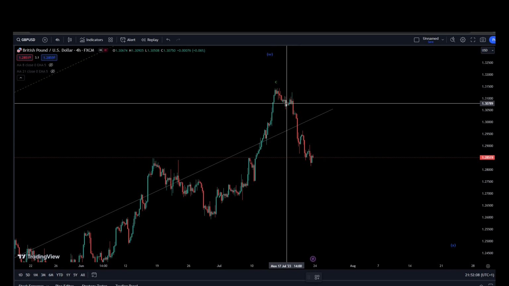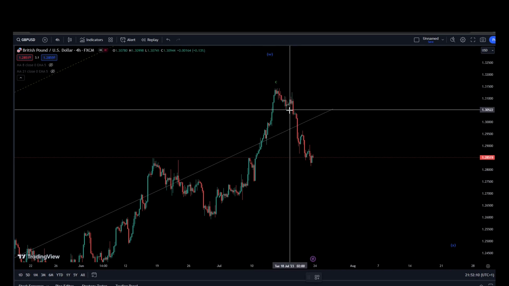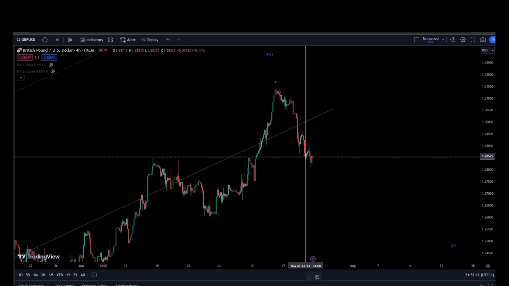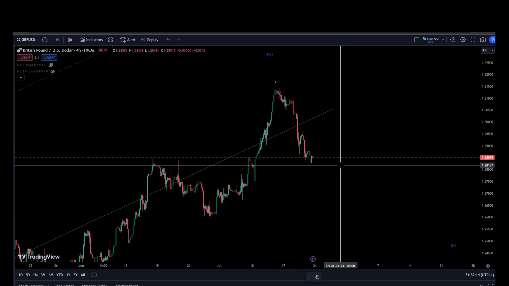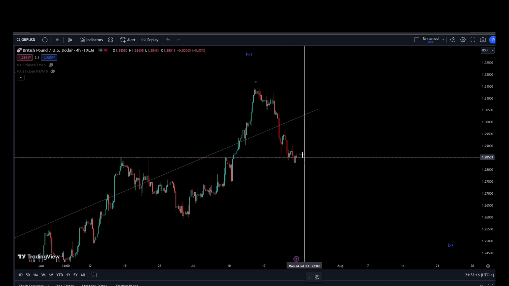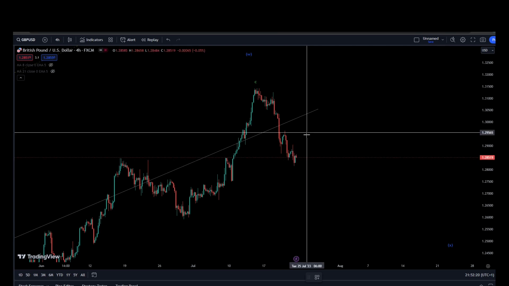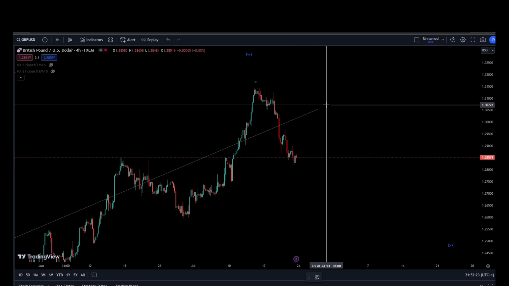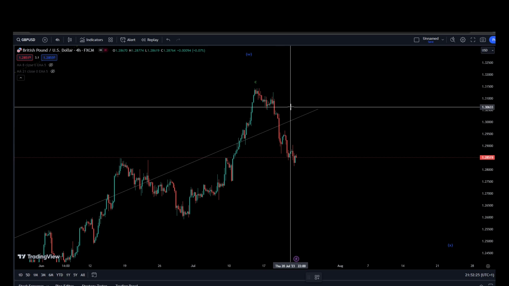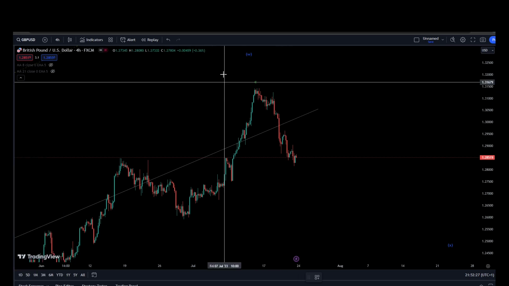So you have a wave 1, a wave 2, and then we have a 1, 2, 3, 4, 5 into a wave 3, a wave 4, and then a wave 5. The 4 hour, obviously the previous 4 hour candle closed as a nice inside bar, so we could possibly see some movement coming to the upside.